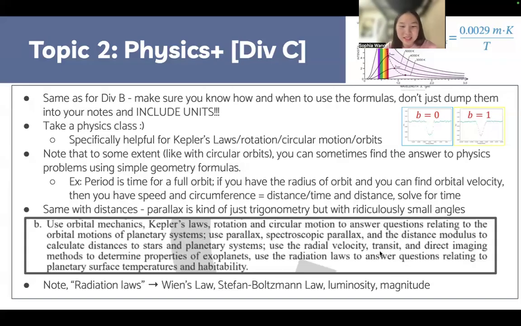And this is just a small note, but when they mention radiation laws in the rules, that's like Wien's law, Stefan-Boltzmann law, luminosity and magnitude. Those are the main keywords that you should be going for. They don't really expand a lot upon it, so I just wanted to mention that when they say use the radiation laws to answer questions relating to planetary surface temperatures and habitability. That part.